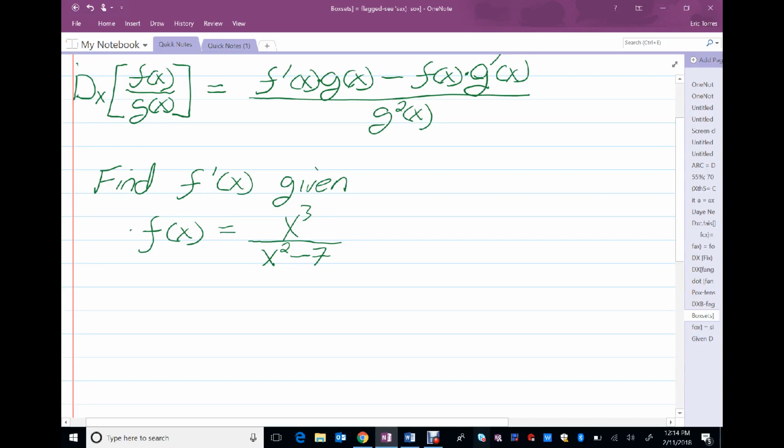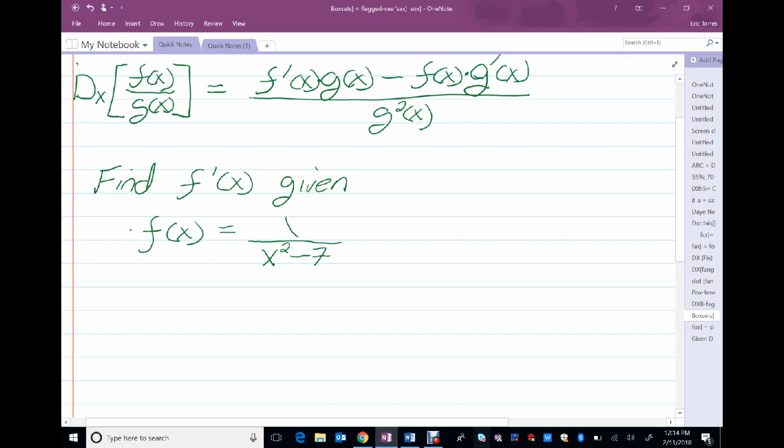The quotient rule serves the same basic purpose as the product rule. It allows us to take the derivative of a more complicated function, and this allows us to take the derivative of any quotient function. So again, it's just a matter of recognizing the pattern and following it. So I will go ahead and use this pattern.